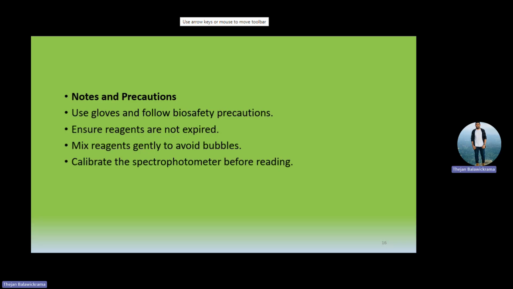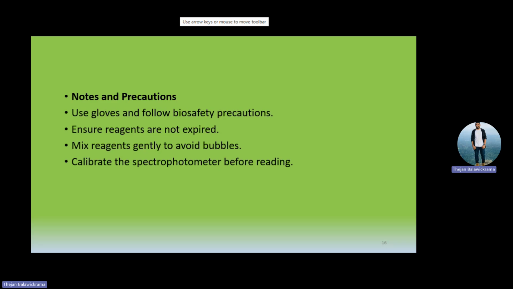Calibrate the spectrophotometer before reading. Take our instrument as an example. It's this calibration part. That means when we are taking a reading using some kind of instrument, the instrument should be right. Let's say you want to measure your body weight. You get onto the scale, but what if the scale already has some reading? It has to be 0 kilograms. If it is 5 kilograms and you get onto that, it's going to give a wrong reading, right?